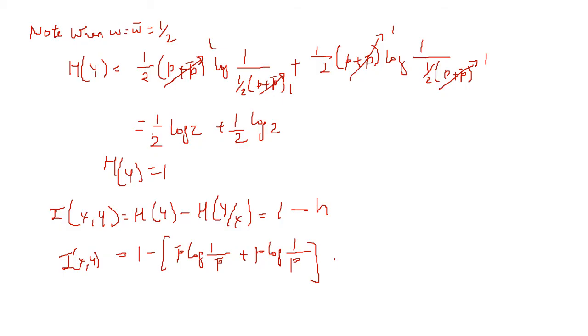So this entire term will be equal to the channel capacity when the input symbols are equiprobable. Okay, when the input symbols are equiprobable, we are going to get mutual information which is the same as the channel capacity for your binary symmetric channel.